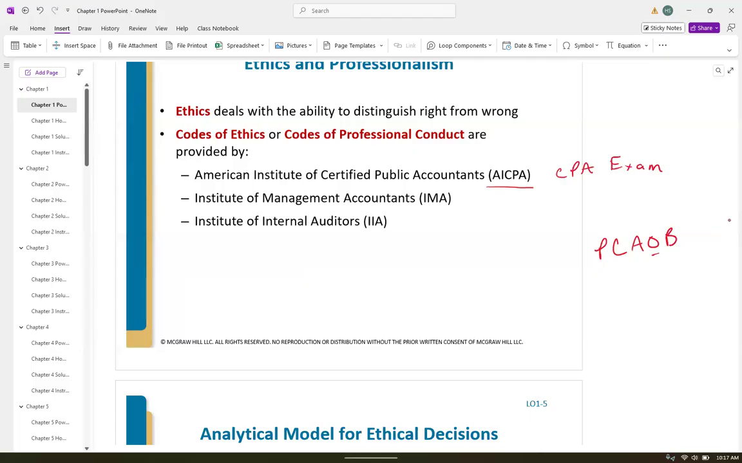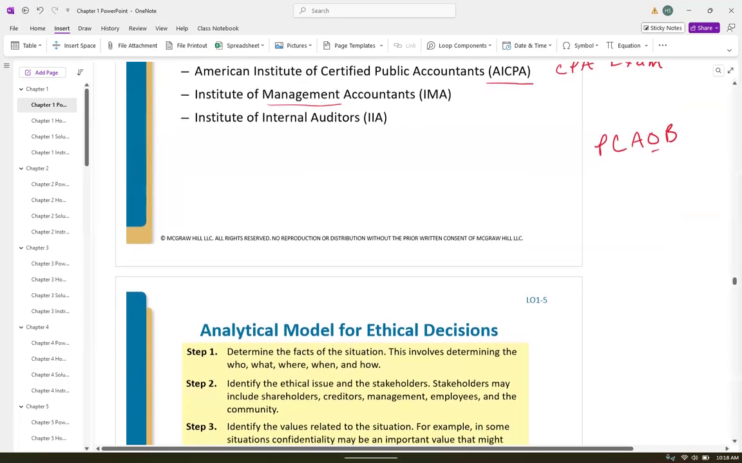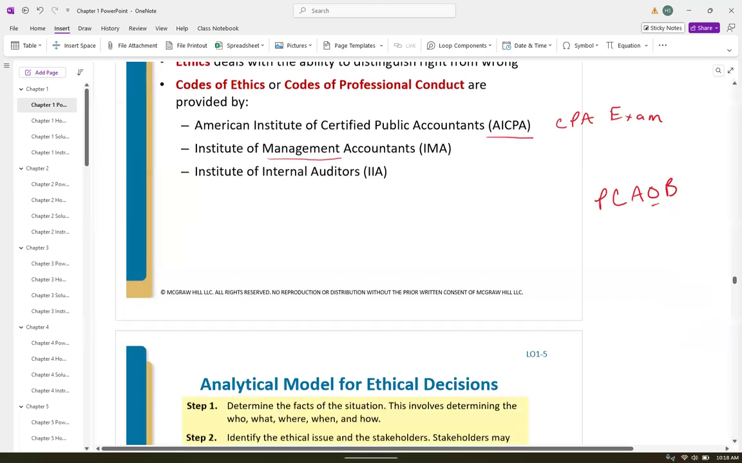All right. Then we have the Institute of Management Accountants and then the Institute of Internal Auditors. And there are more certifications than just the CPA. You can do CIA, Certified Internal Auditor. You can do CMA, Certified Management Accountant. There are a lot of different things that you could actually get letters behind your name.